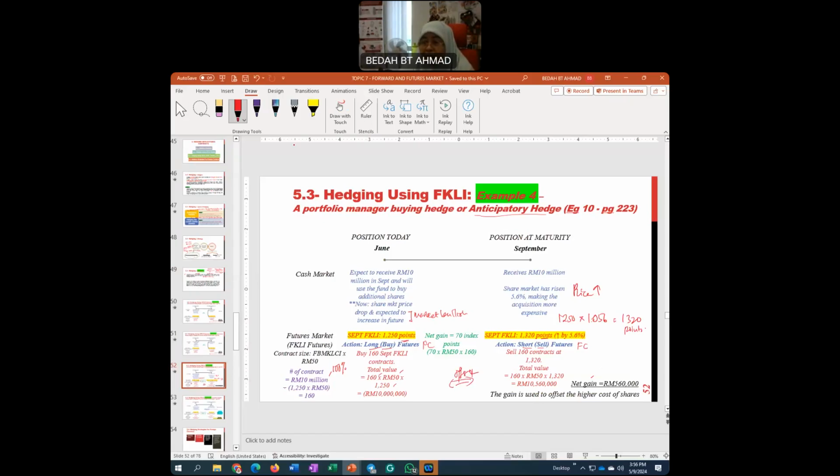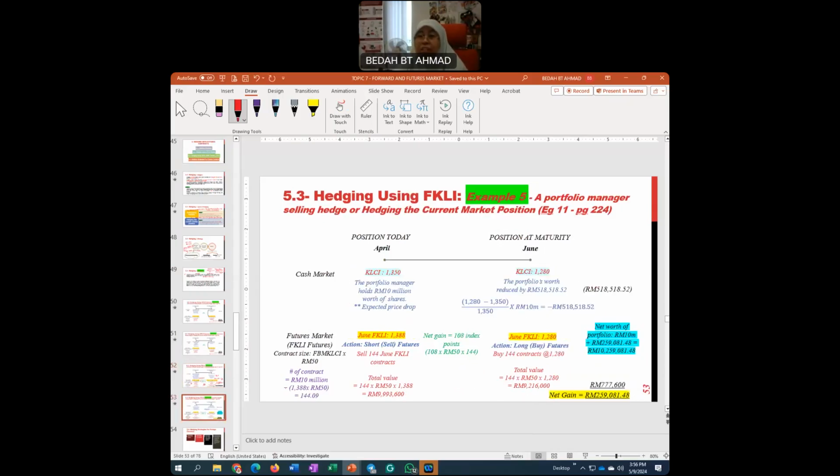So you get a gain of 560,000, and this gain you add to the value, then you get 10,560,000. So this 10,560,000 is your total portfolio investment value, or total portfolio value. The increase in investment cost of 10 million is offset by the gain in the futures market of 560,000. So the gain is used to offset the higher cost of shares.